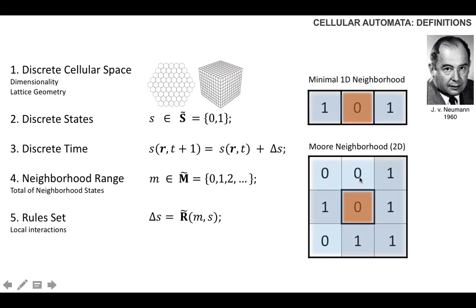Okay, so for example, this is an example of a Moore neighborhood range, which has 8 cells. So basically the fate of this cell may depend on what these cells are. And this is a simple one-dimensional cellular automaton where the neighborhood is just 2 cells.